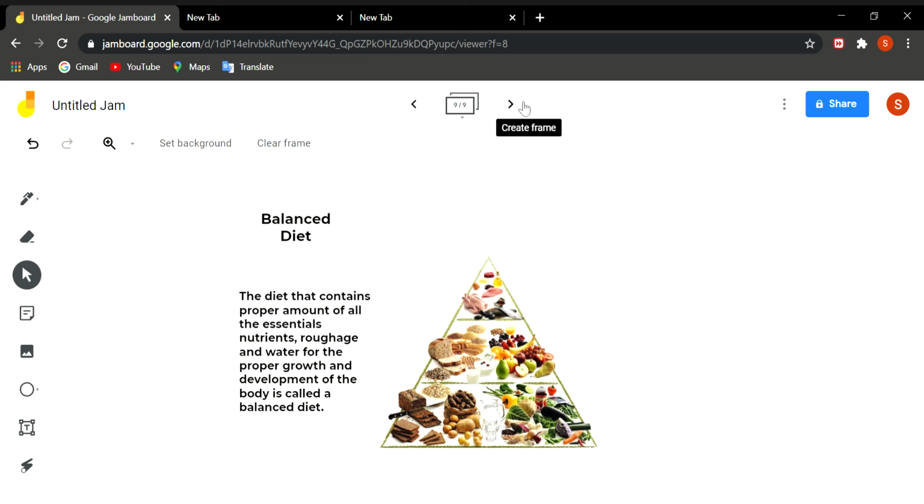We all eat food. All the food that we eat, it is not necessary that we are eating a balanced diet. Sometimes we are fond of one thing and we start eating only that thing, and if we don't like anything in the food, we just don't eat it. So this is not a very good habit. The food that we eat should contain proper amounts of all the essential nutrients, roughage and water for the proper growth and development of our body, and this food is called a balanced diet.